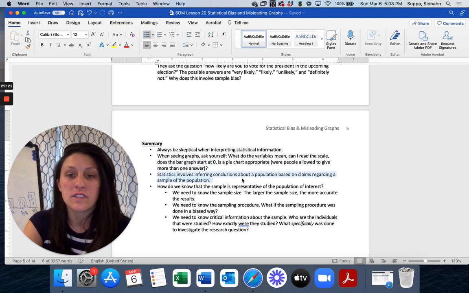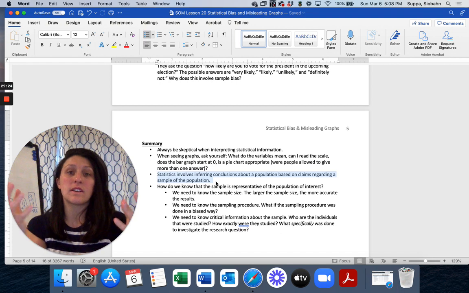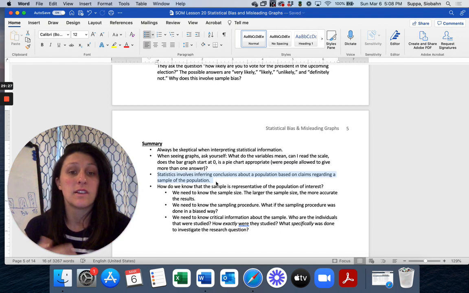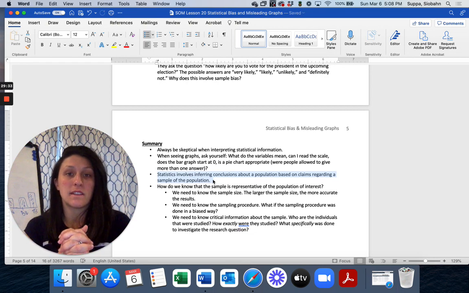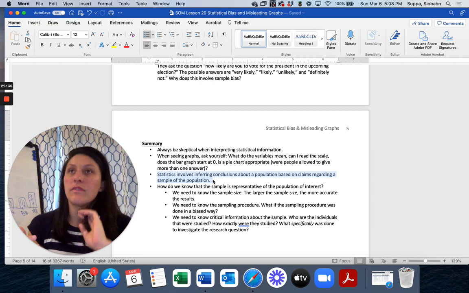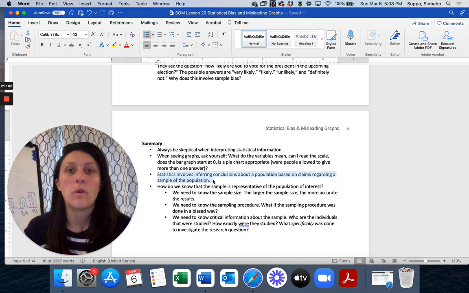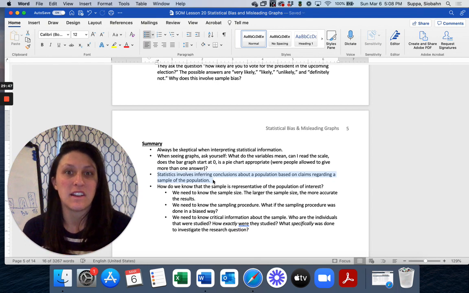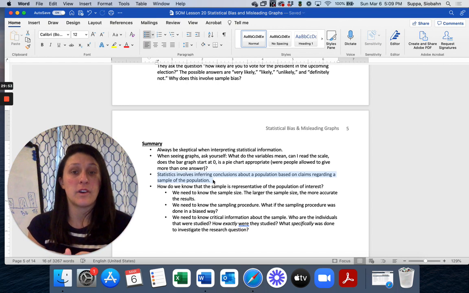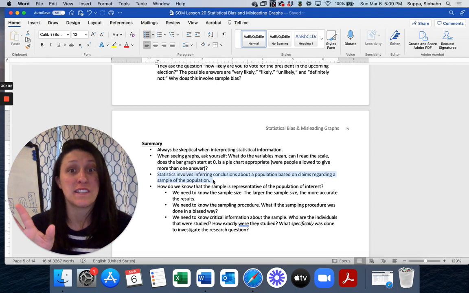Statistics involves inferring conclusions about a population based on claims regarding a sample, a smaller subset of the population. So if you're reading a statistical claim, like, if you're pregnant, how does drinking alcohol while you're pregnant affect a child? I would want to know how they collected data, because we now know drinking alcohol while pregnant can be very harmful on the baby, on the fetus. So how did they figure that out? Did they go ask pregnant women to drink alcohol and then see what happens? I hope that's not what they did.